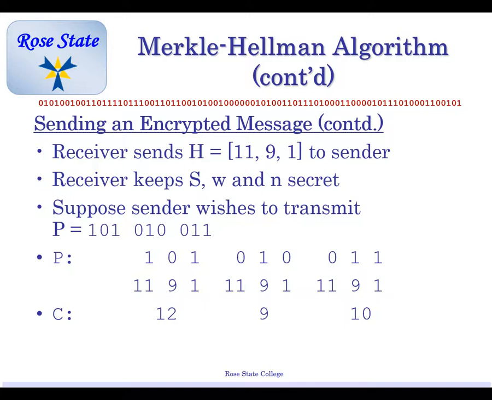So we go 11, 9, and 1, and we put 101 above it. So 11 times 1 plus 9 times 0 plus 1 times 1 gives us 12. Then we use 11, 9, and 1 again. Now we're encrypting 010. So it's 11 times 0 plus 9 times 1 plus 1 times 0, and we end up with 9. And then 011 is 11 times 0 plus 9 times 1 plus 1 times 1, which gives us 10. So our ciphertext is 12, 9, and 10. That would be the stuff we send across the internet. That's the encrypted message. So far, so good? Easy enough. That's all there is to encrypting it.